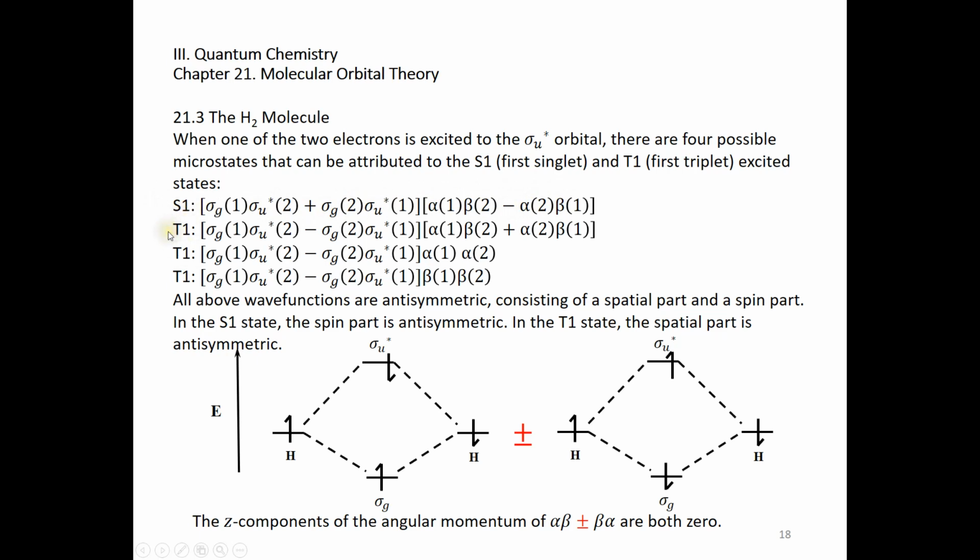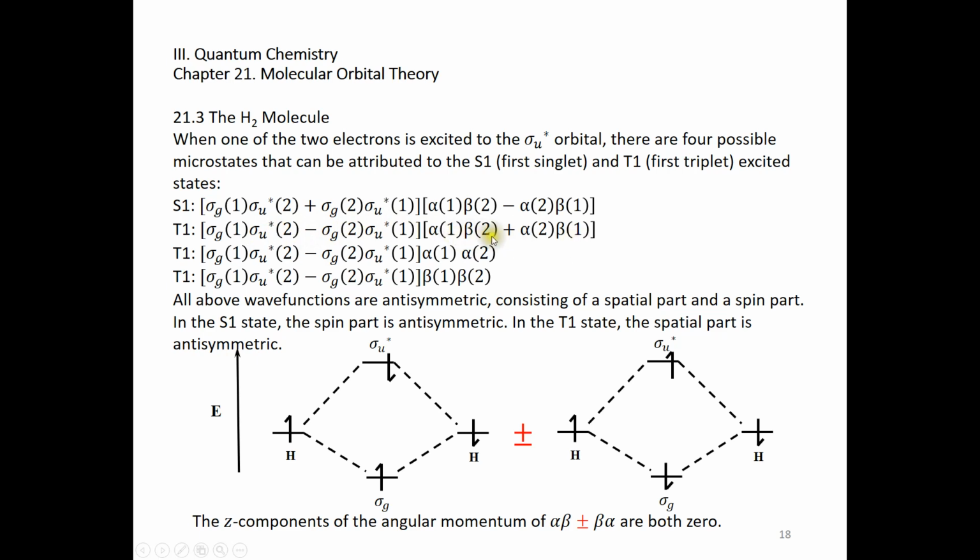Now the T1 triplet excited state, over here we have a degeneracy of 3. That means these 3 have the same energy. Now let's look at the spatial part. They share the same spatial part. It's sigma g 1, sigma u star 2 minus sigma g 2, sigma u star 1. Over here we can see if we exchange electrons 1 and 2, the sign of the spatial part will change. We have an anti-symmetric spatial part. Therefore, the spin part must be symmetric.